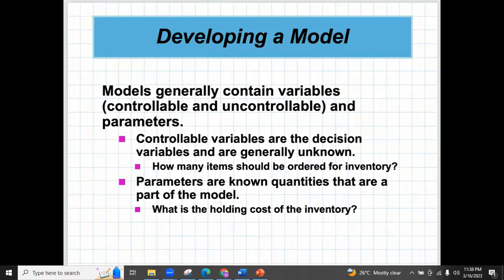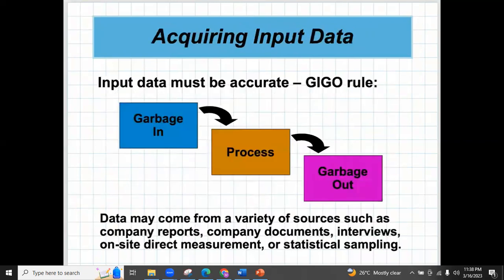Usually you have variables in the model, and the variables come under two general categories: variables you can control and variables you cannot control. Variables that are input, which are sometimes independent variables, and the output variables, which are the dependent variables.